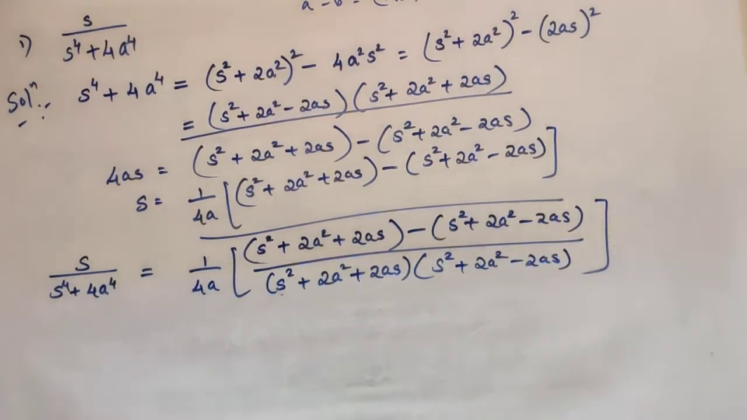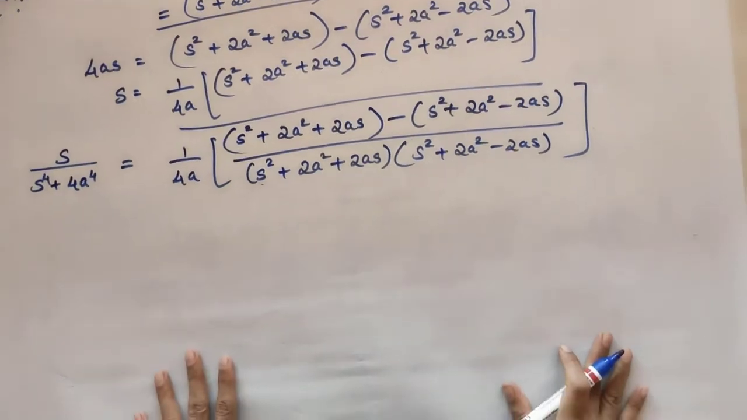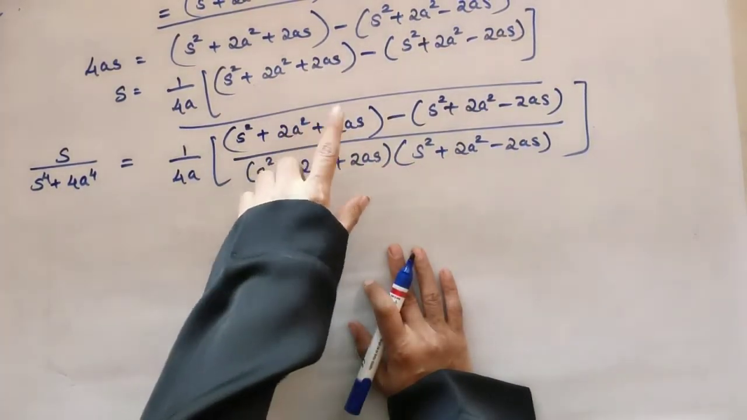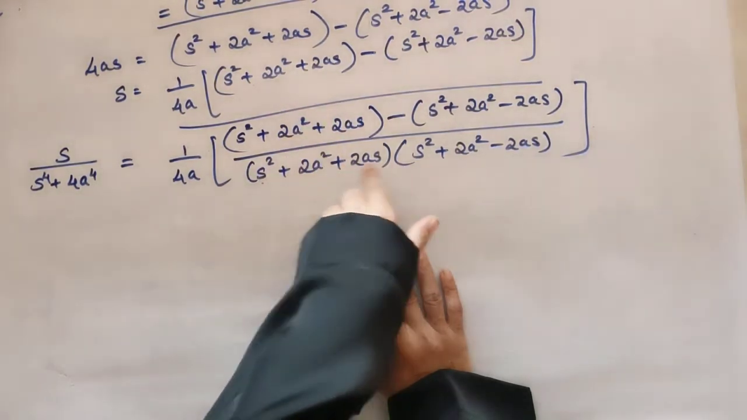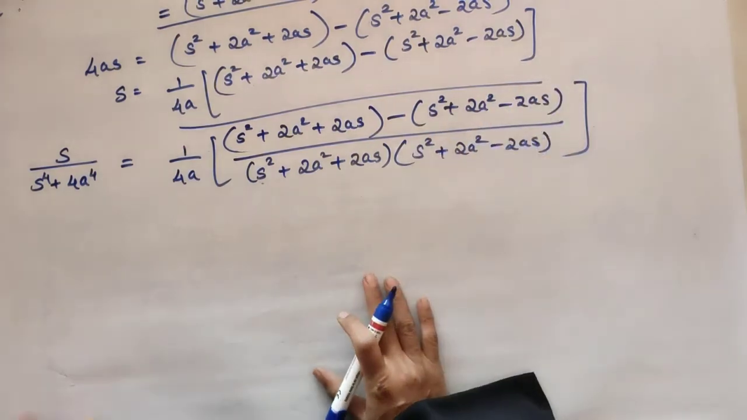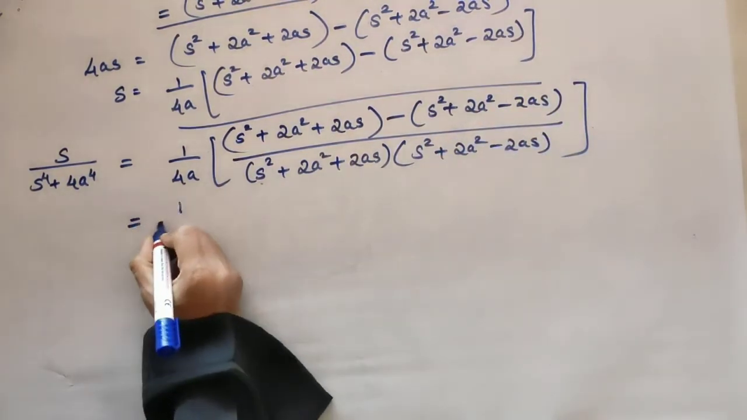Now all you need to do is just separate the terms, that is the numerator divided by the two. First the first bracket divided by the two brackets, then minus the second bracket divided by the two brackets. So you will get this to be 1 by 4a.